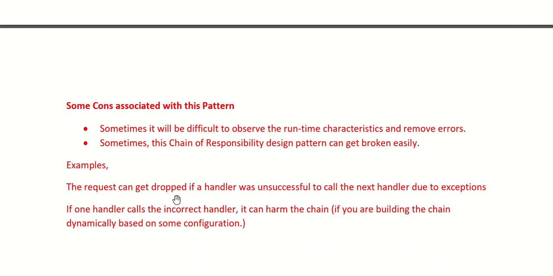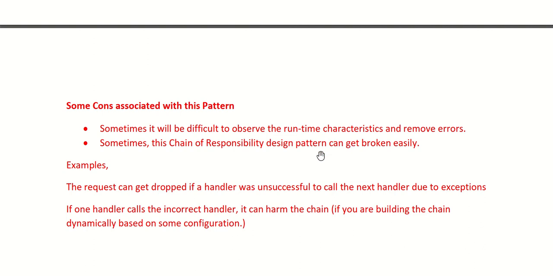What are the cons associated with this pattern? Sometimes it will be difficult to observe the runtime characteristics and remove errors. Yes, sometimes it will be difficult because the runtime characteristics may change based on the data you are passing through your chain of handlers. And you should be very sure about the request data you are passing to your chain. If you want to debug it properly, you should know the data properly. Only then can you understand which handler failed.